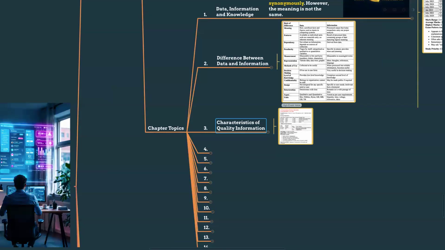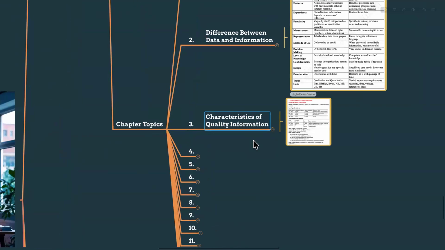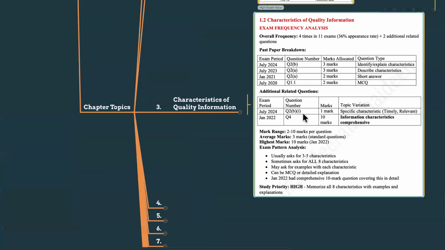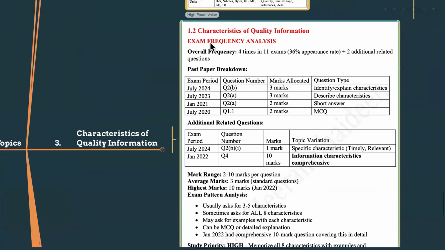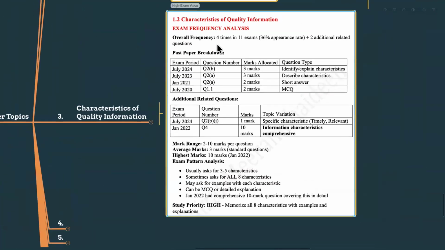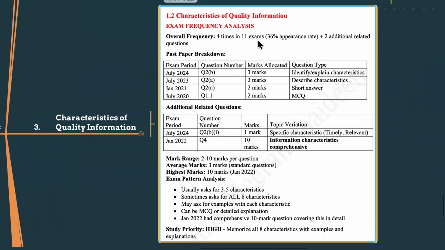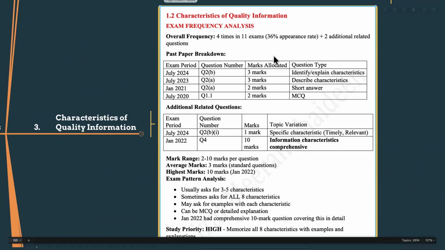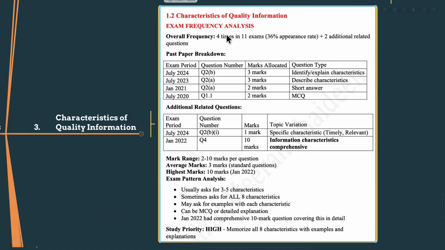And let's move to the characteristic of quality information, right? This is also one of the important areas, my dears. I have analyzed these parts. For this characteristic of quality information, the exam frequency rate is 4 times in 11 exams. It means out of your 11 papers available, it appeared 4 times. It means a 36 percent probability.